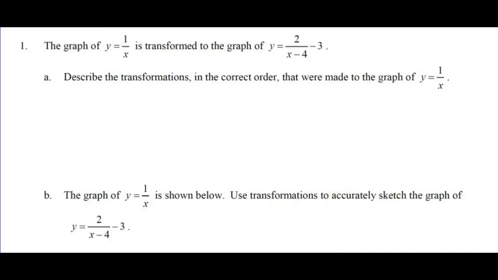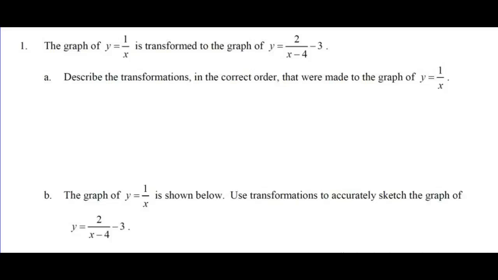The graph of y equals 1 over x is transformed to the graph of y. So again, transformations, right? But x minus 4 only ever does one thing: right 4. That minus 3 on the end only does one thing: down 3. And that 2 only does one thing, but it's a little obscure at the moment as to what that 2 might be. So we may want to just rewrite this into a form where we can look at it and read off the transformations.